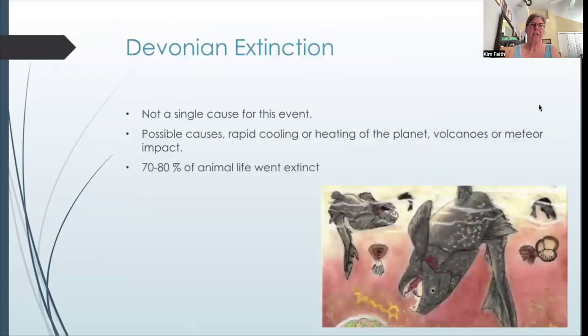The Devonian extinction, they really haven't found a single cause for that event. Some of the possible causes would be rapid cooling and heating of our planet, so extreme temperature changes, volcanoes, or a meteor impact. At this transition period, you could say, about 70 to 80% of animal life went extinct.